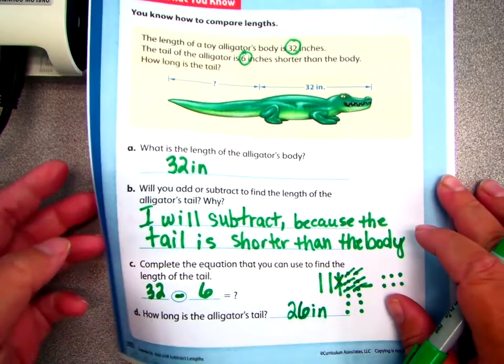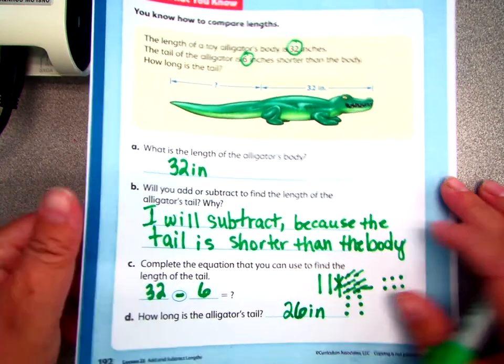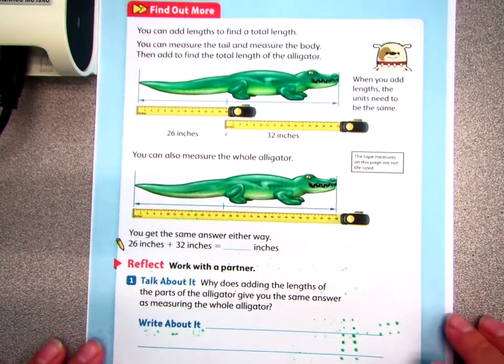long. Right? So let's look over at the next page. 193, and we got some more alligators.